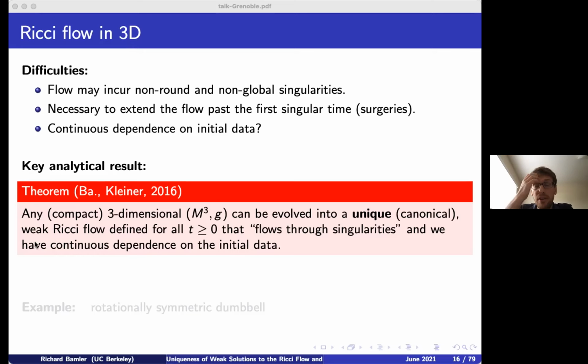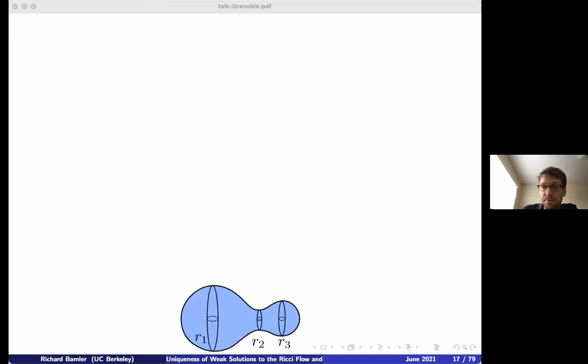Anyway, let me now focus on Ricci flows in dimension 3, and approach this result a bit more slowly. What I first need to discuss is the possible singularities that the flow may incur in dimension 3. In order to discuss this, I will have to present this famous example of the rotationally symmetric dumbbell. This is an example that will show us what kind of singularities we can expect in 3-dimensional Ricci flow. Here's what the example shows approximately.